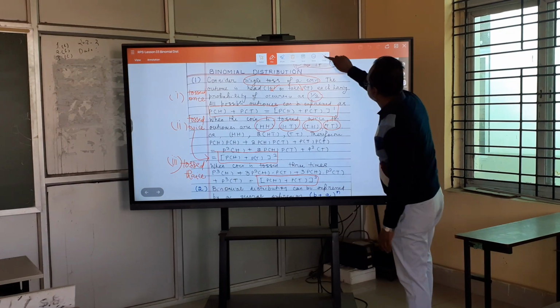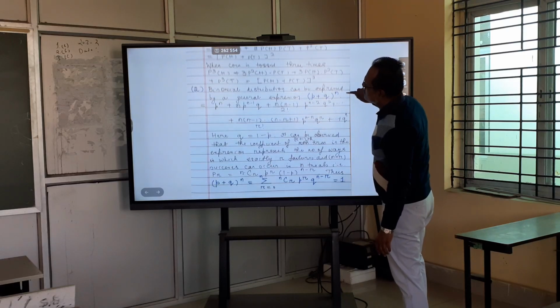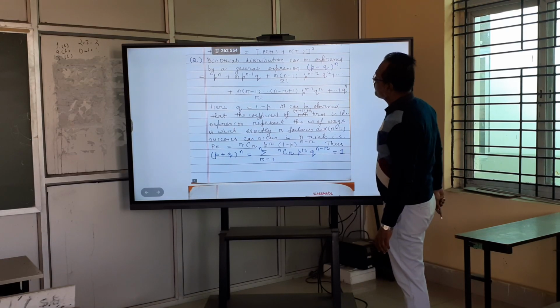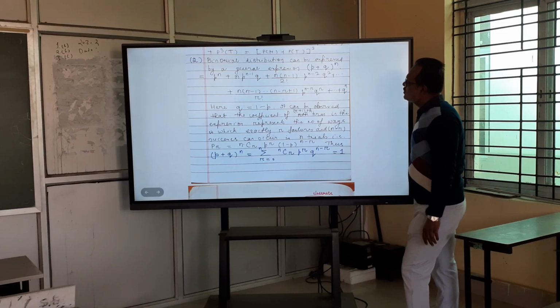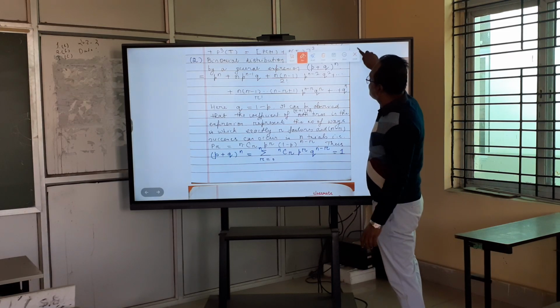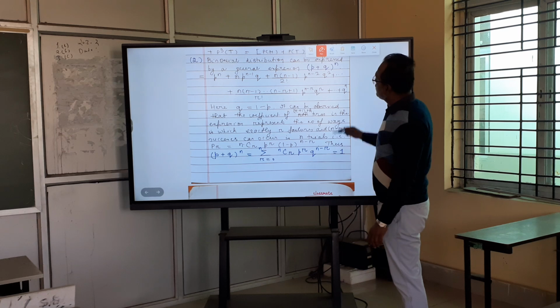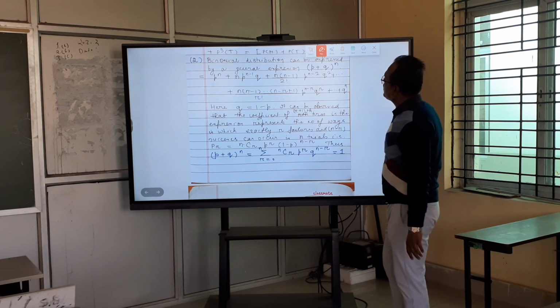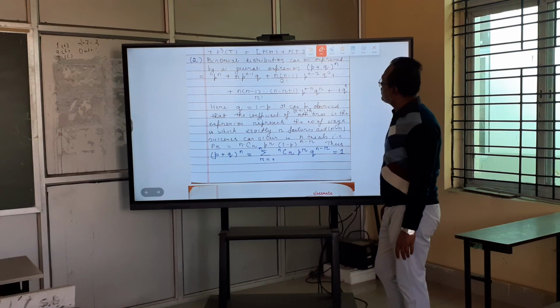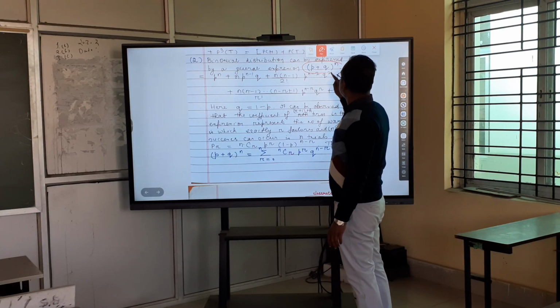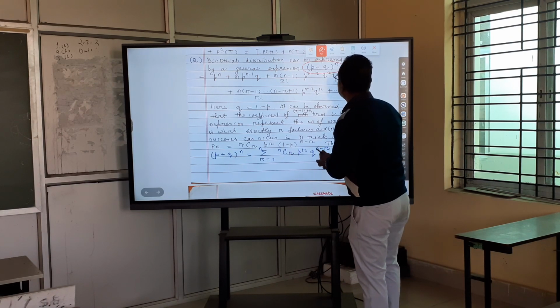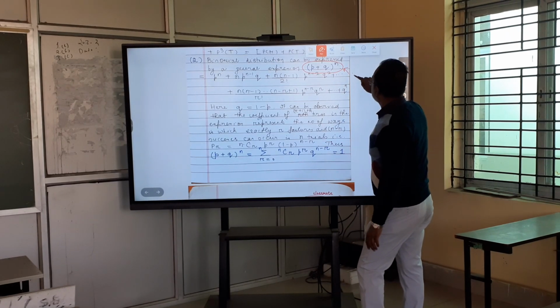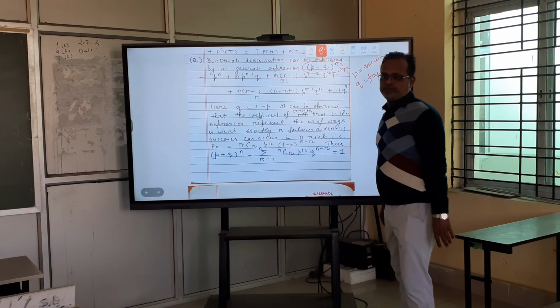Okay, right? So we'll come to the general expression for binomial distribution. Point number 2: binomial distribution can be expressed by the general expression (P plus Q) to the power n, where P can be considered the probability of success and Q can be considered the probability of failure. Write it down.